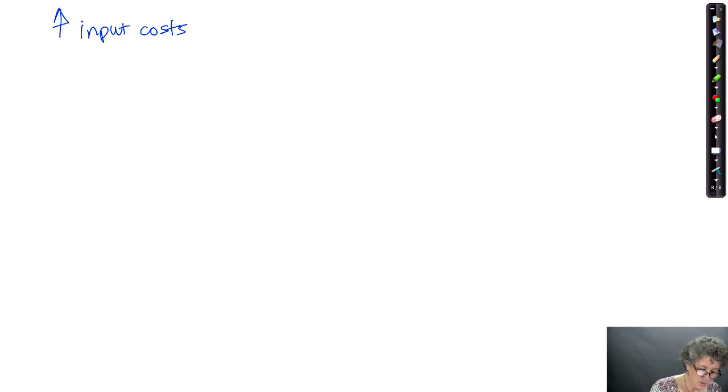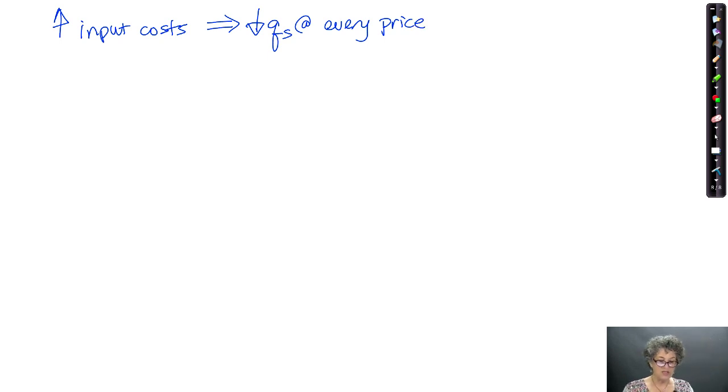So when there's an increase in input costs, what happens is there's a decrease in the quantity supplied at every price. The amount that the sellers would be willing and able to sell at each price goes down because it's costing them more to produce and it's just not as profitable for them to do the production.